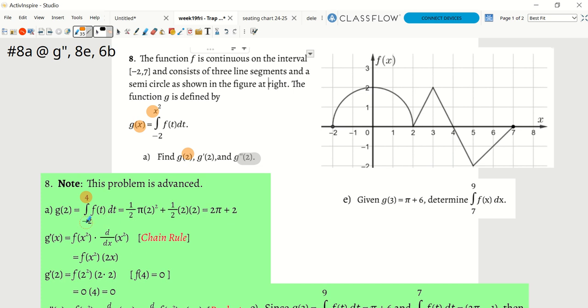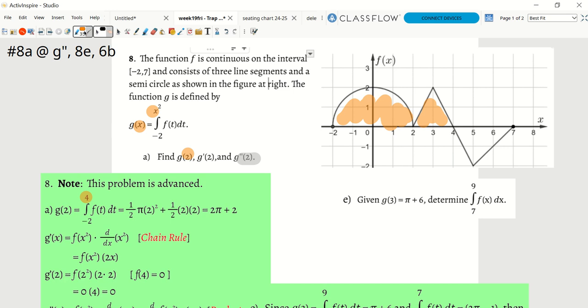Okay, so we want the area of f of t, the area of f from negative 2 to 4, which is here, negative 2 to 4. So semicircle, that's half a circle plus a triangle, and that gives you 2 pi plus 2.